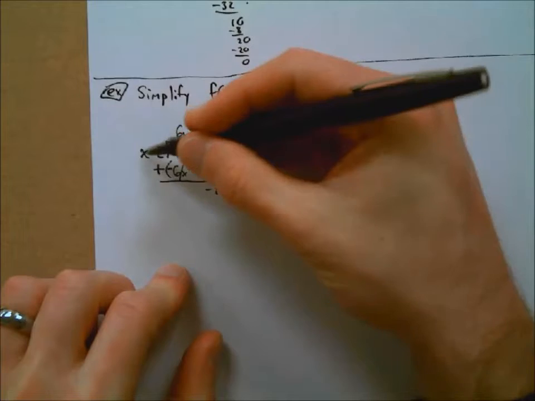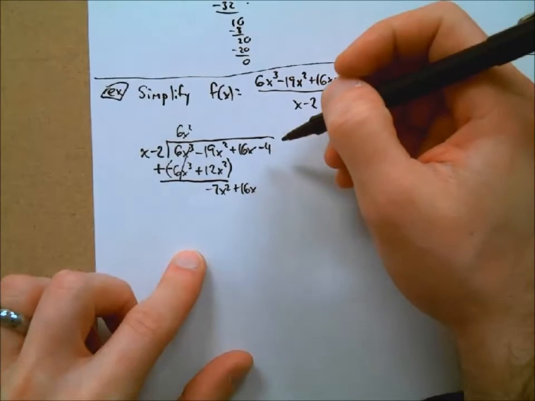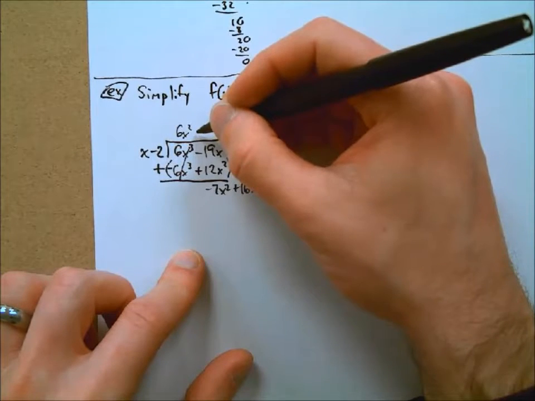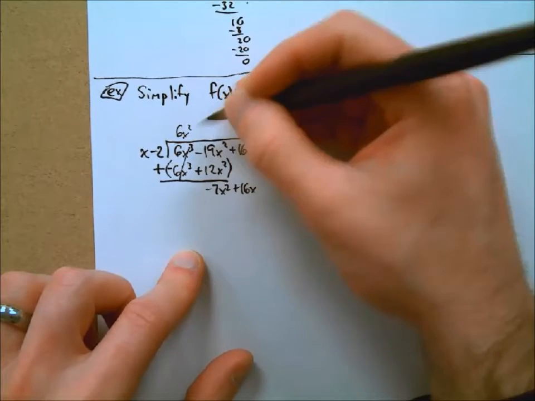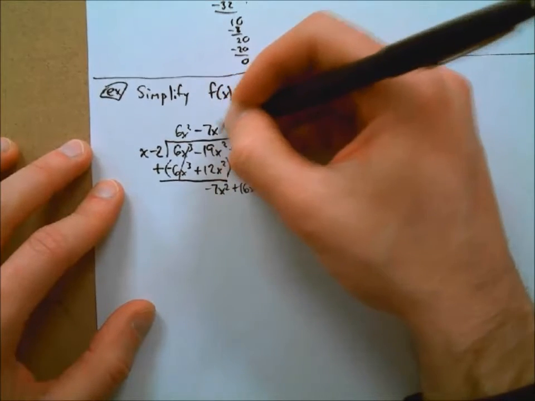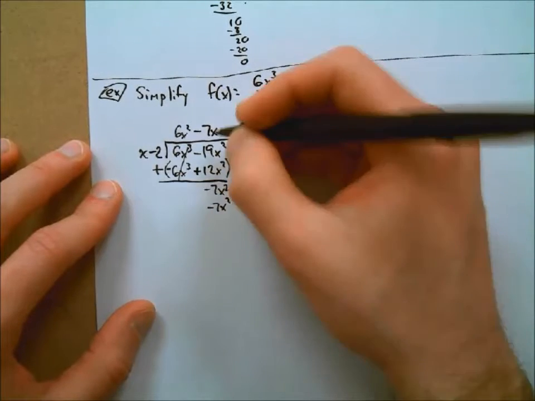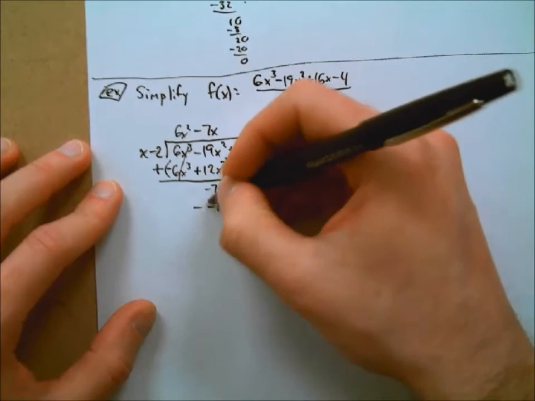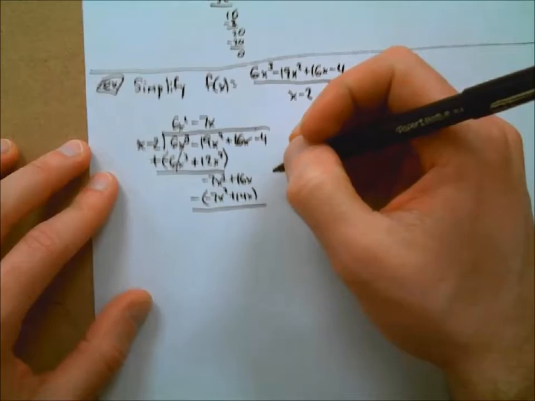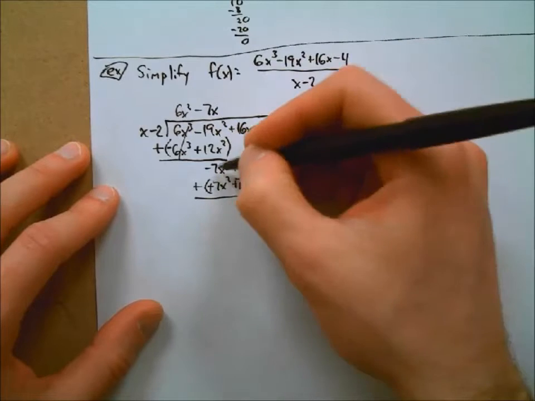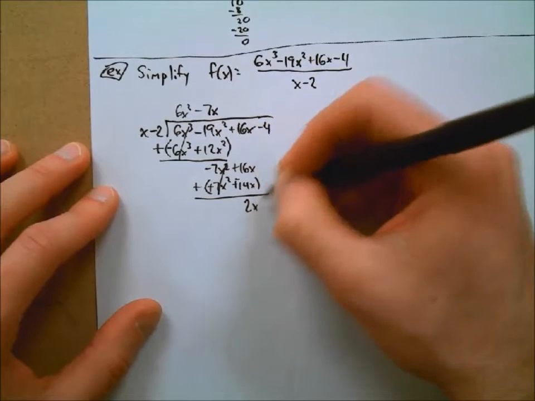What times x gives us negative 7x squared? So again, what times x gives us negative 7x squared? Negative 7x. So we'll do a minus 7x there, times x, negative 7x squared. Negative 7x times negative 2, positive 14x. And again, we'll subtract the quantity. But again, I'll distribute the minus sign there. So make it plus, and then a negative 14x there. Add them now. They cancel. 16 plus negative 14, 2x. Bring down that minus 4.